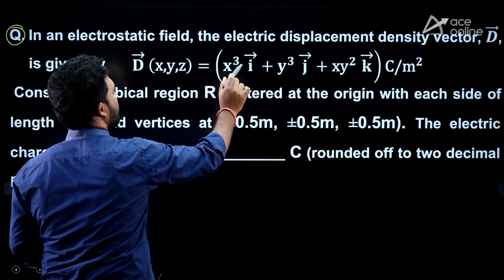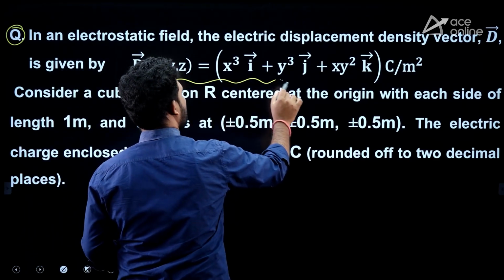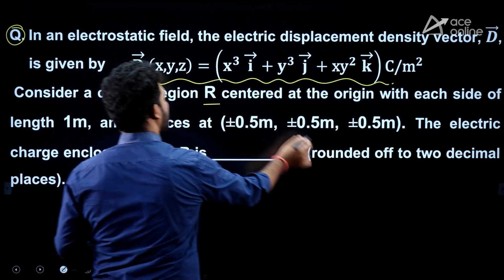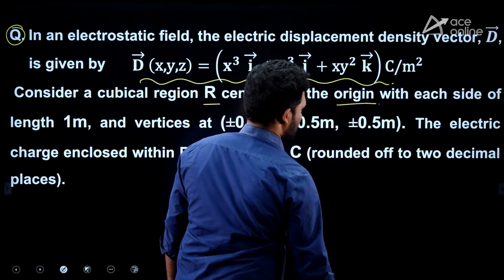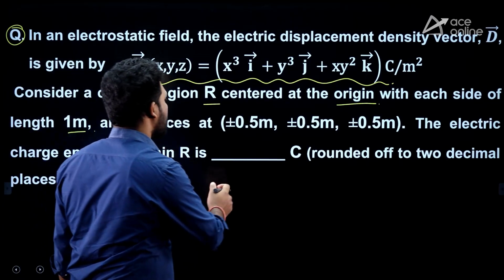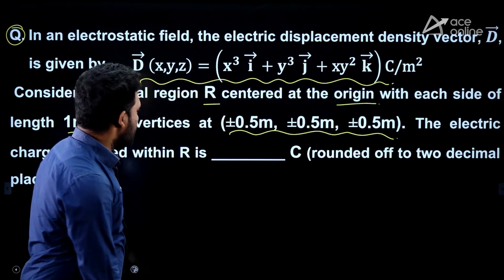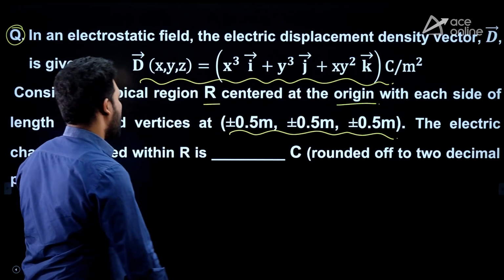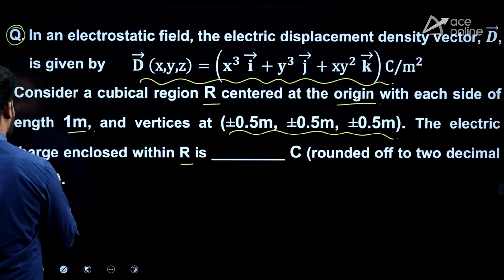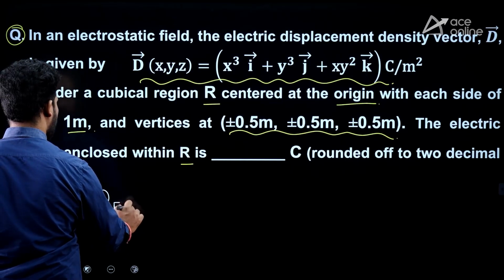In an electrostatic field, the electric displacement density vector D is given. Consider the cubical region R centered at the origin with each side of length 1 meter and vertices at x, y, z ranging from minus 0.5 to plus 0.5. The electric charge enclosed within R is dash coulombs. So you need to use what is called Gauss law here. It is asking for what is called the charge enclosed.